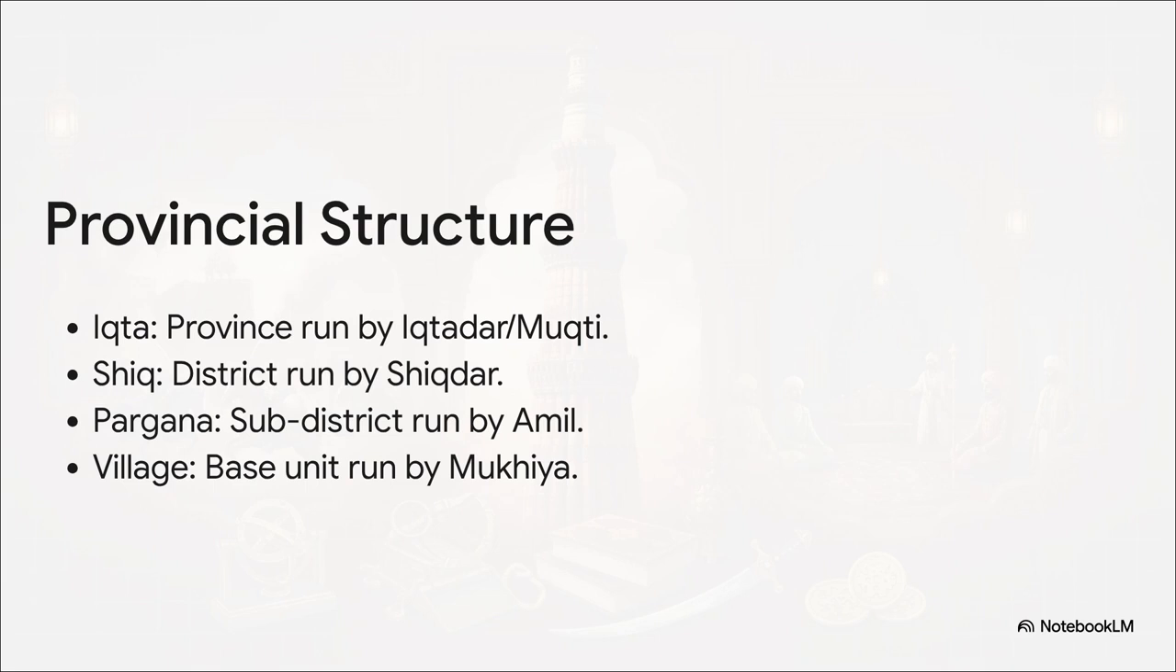But look, a central government is basically useless without local reach, right? At the ground level, they ingeniously synthesized Turkish military power with existing Indian local governance. They did this through the Iqta system. Military commanders were granted entire provinces, cascading down to districts, sub-districts, and finally down to the most vital economic unit of all, the agricultural villages run by local headmen. It was a brilliant, highly effective chain of tax collection and military readiness.